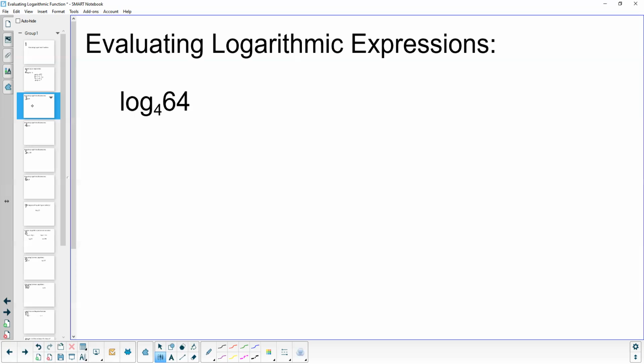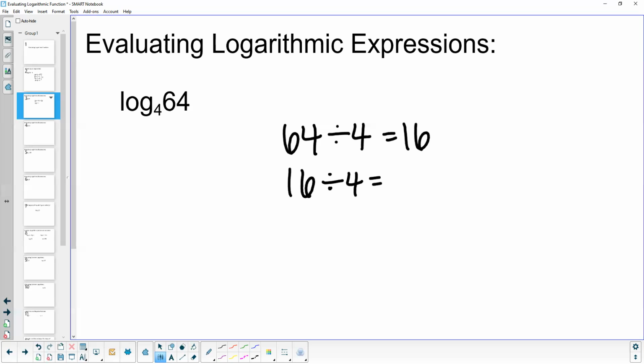So in this case, we've got the question log base 4 of 64. I'm asking myself, how many times do I need to divide 64 by 4 until I get down to 1? Well, 64 divided by 4 is going to be 16. Then 16 divided by 4 is equal to 4. And then 4 divided by 4 equals 1. So according to my division, it took 3 whole turns.